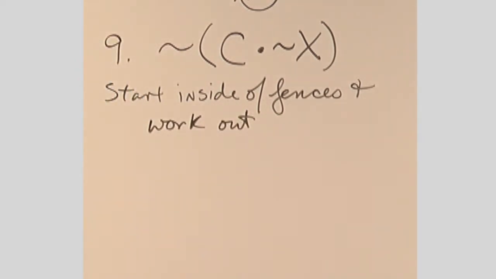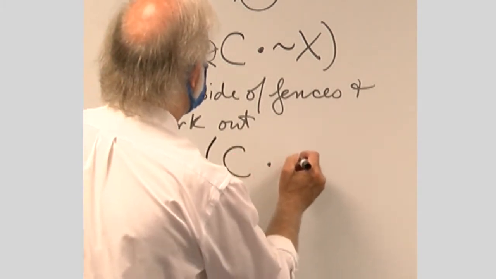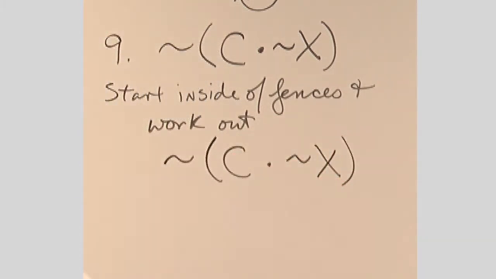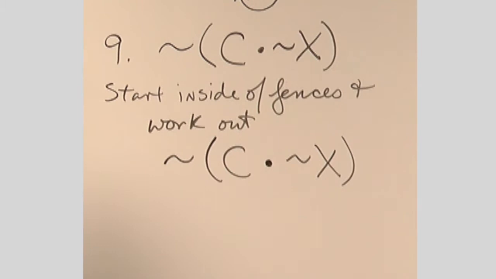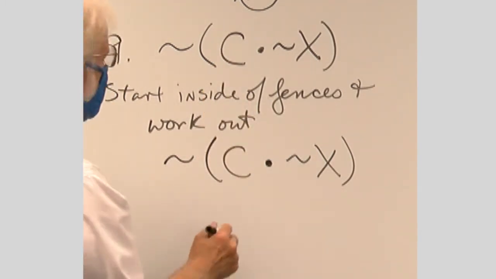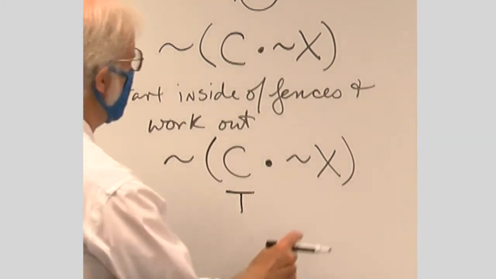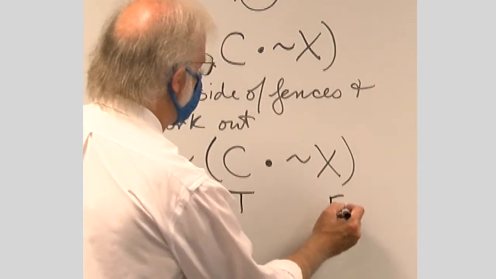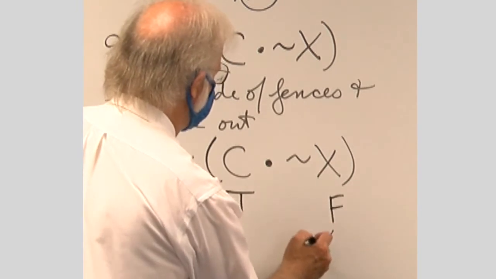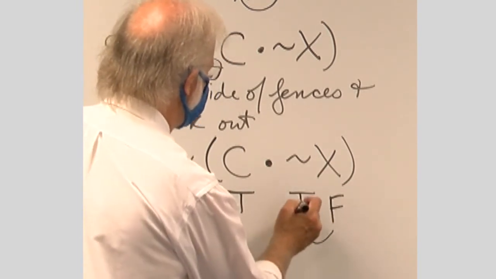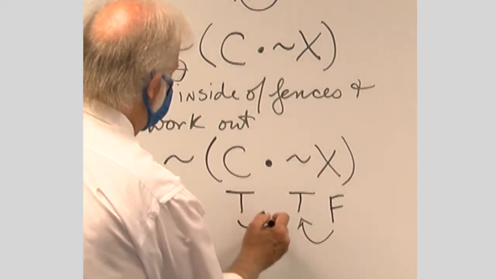So what we're going to do is go inside of the set of fences here. I'm going to rewrite this problem down here, again, without changing it. We're going to go inside of the set of fences, inside of the parentheses, and plug in what we know. We know that C is true, so I put a T under it. We know that X is false, so I put an F under it. But look, if X is false, then not X has got to be true, right?